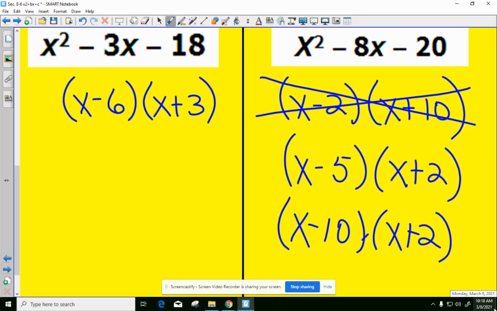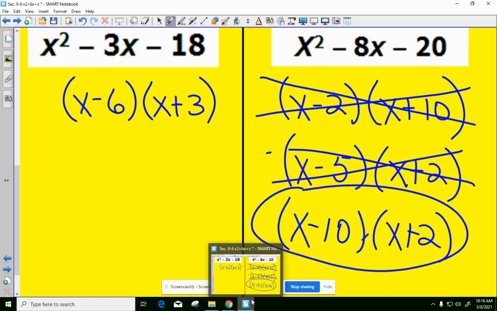Okay. Why can it not be the second one? It's 10, not 20. And if you add negative 5 and positive 2 together, what do you get? Try again. Negative 3. Okay, so it's not going to be this one. Is it the last one? Yeah, a negative 10 and a positive 2 still gives me that negative 20, but when I add those, I get negative 8. So that is the correct one.